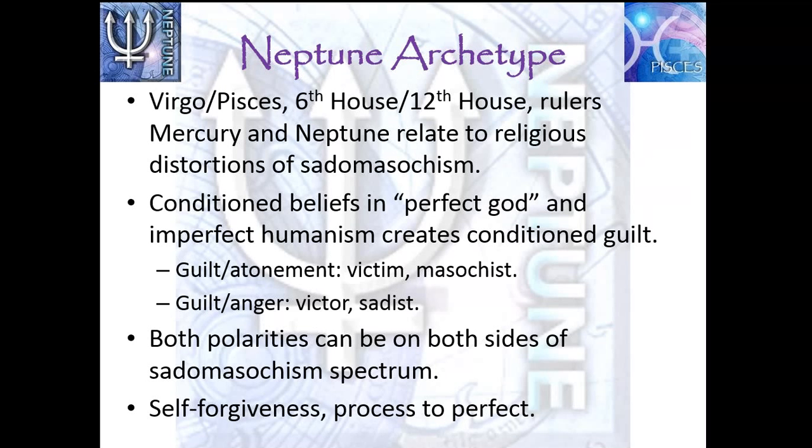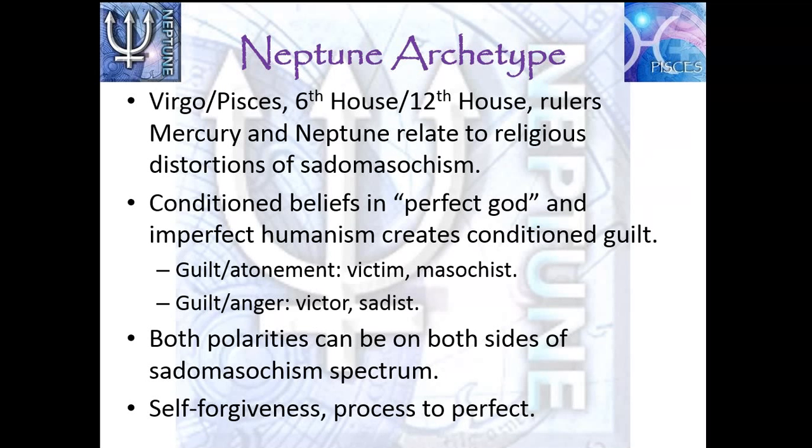Sadomasochism stems directly from human-made religions. Now, both polarities can be on both sides of the sadomasochism spectrum. In other words, Virgo and Pisces can both be the sadist, and Virgo and Pisces can both be the masochist. There's not one side of the polarity that's masochistic versus sadistic.